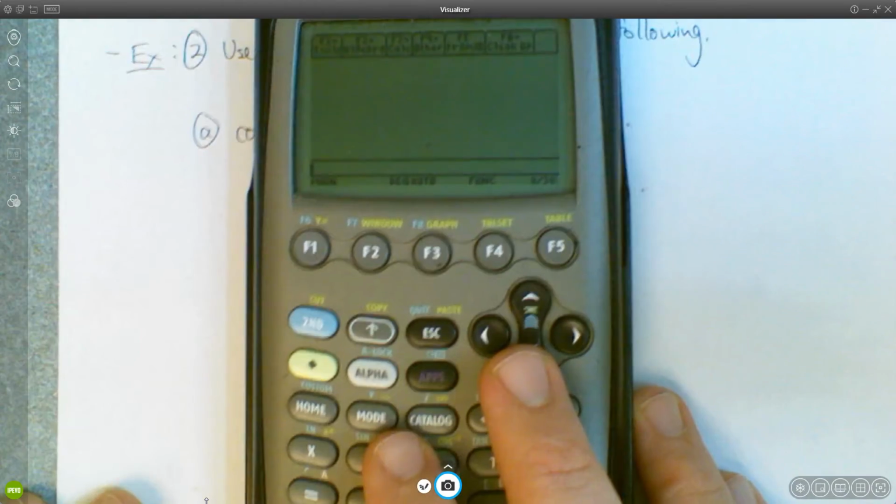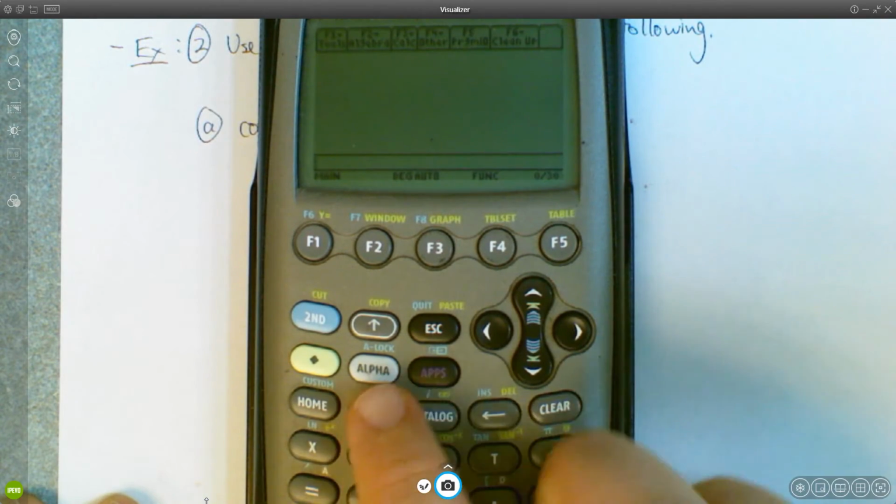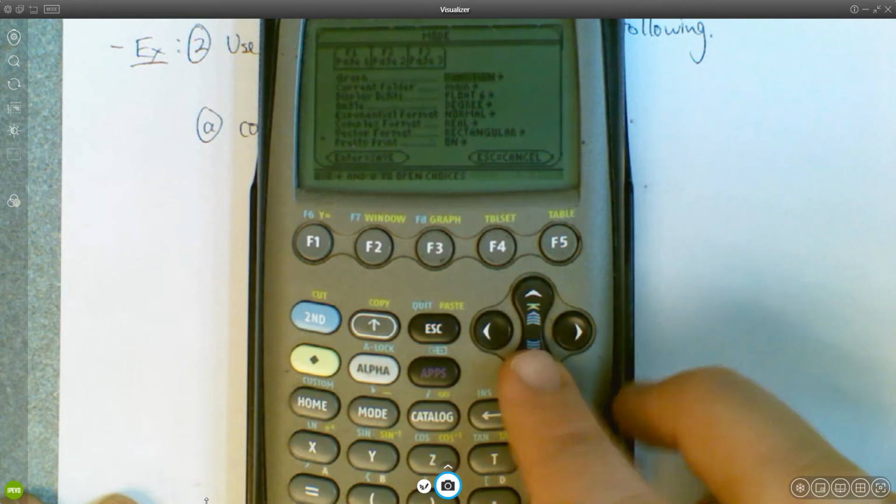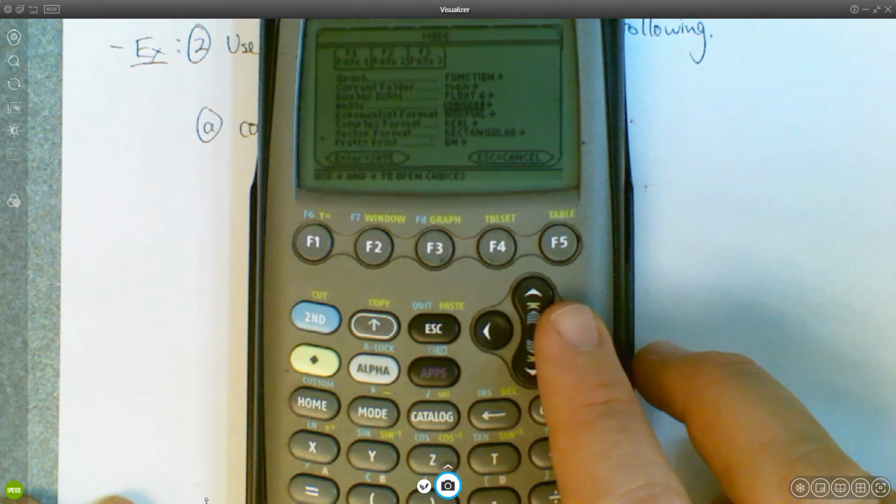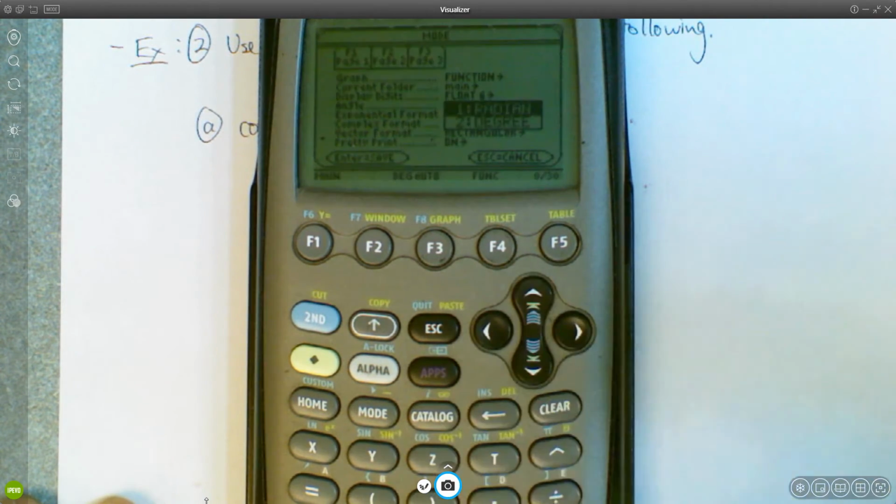Let me just show you. I have a little button that says mode, and then I have all of these kind of complicated things, but down here where it says angle, I'm going to change from degree to radian.